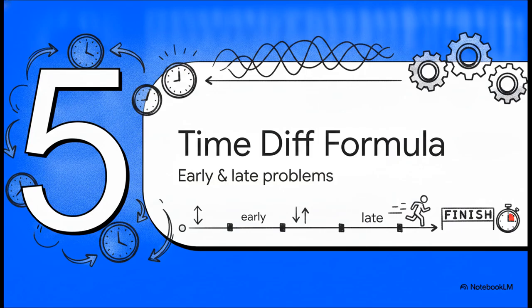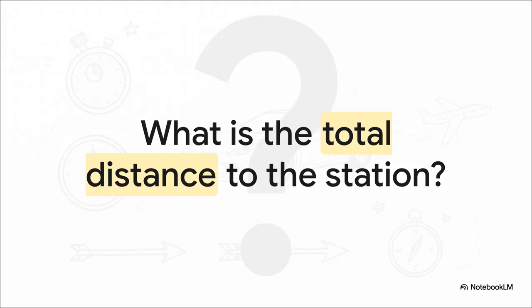We are tackling the most notorious exam scenario of them all, the dreaded early and late arrival traps. Here is the tricky scenario that causes so much panic. Tanya walks to the station at 6 kilometers per hour and misses her train by 2 minutes, so she's late. But if she speeds up and walks at 8 kilometers per hour, she arrives 3 minutes before the train even gets there. She's early. We need to find the total distance to the station.